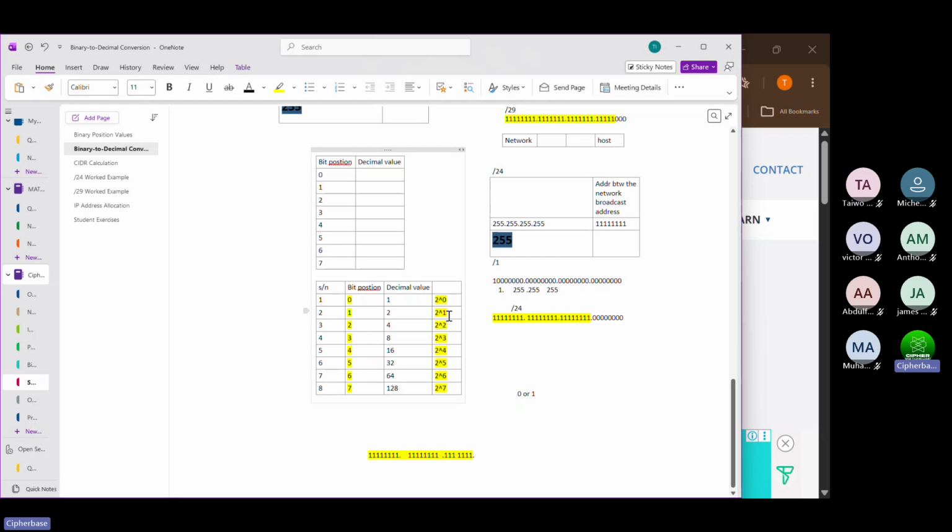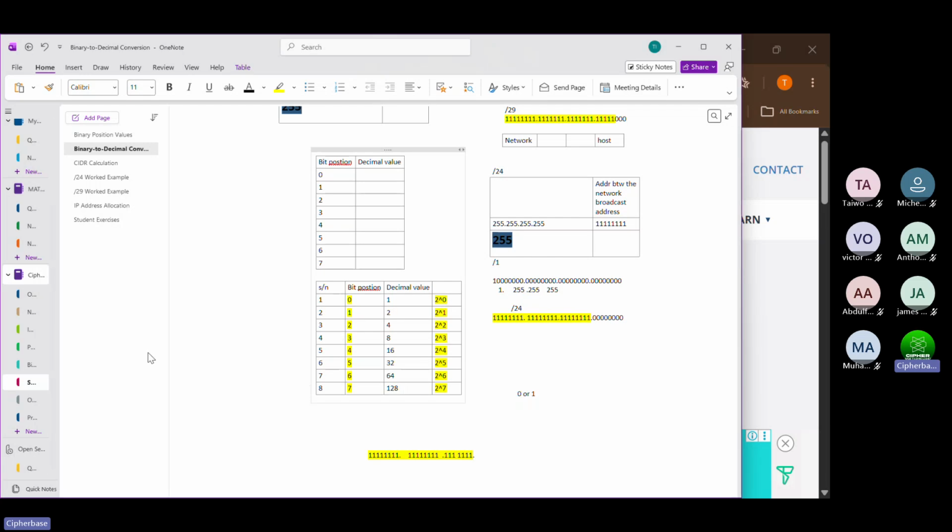So 2 raised to power 1, we get what? We get 2. This is the answer. 2 raised to power 2 is 4. 2 raised to power 3, of course, is 8. 2 raised to power 4 is 16. 2 raised to power 5 is 32. 2 raised to power 6 is 64. 2 raised to power 7 is 128.